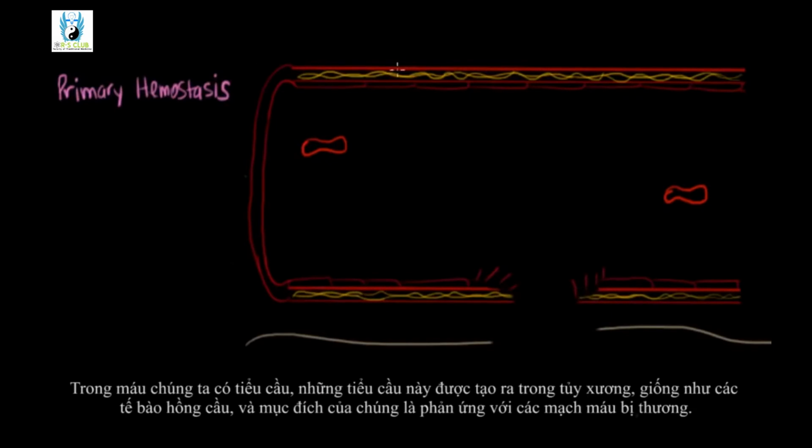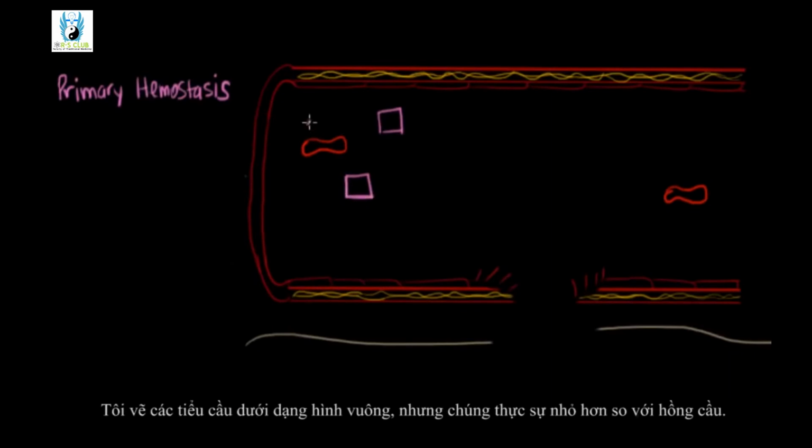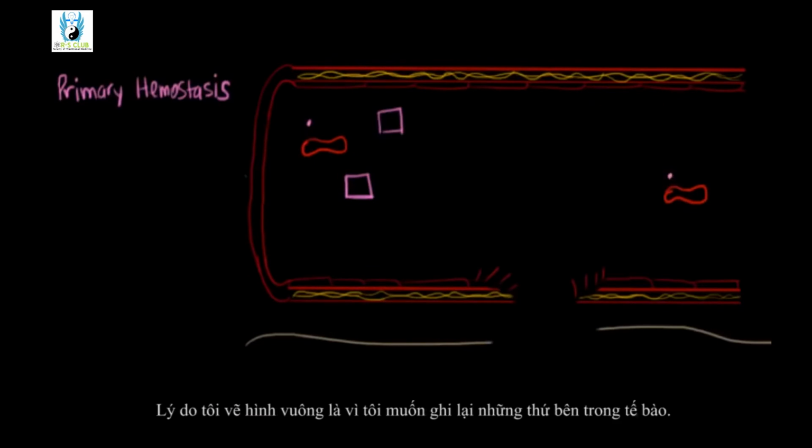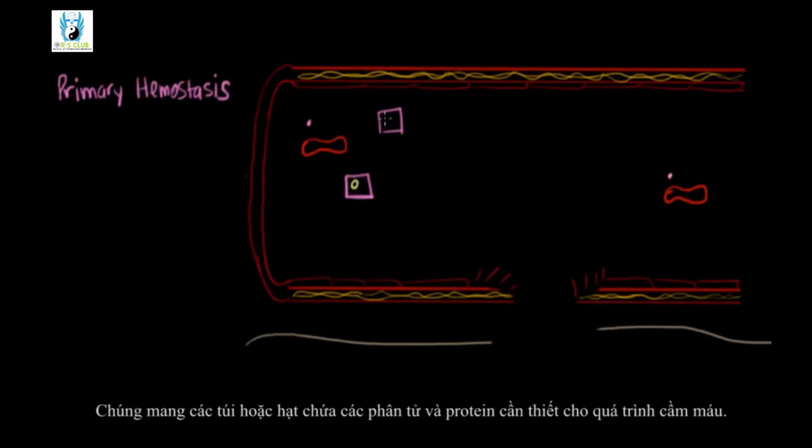And in our blood, we have platelets. These platelets are made in the bone marrow, just like red blood cells, and their purpose is to respond to injured blood vessels. And I drew them as squares, but they're actually about this small compared to a red blood cell. The reason I drew squares is I want to make a note of what they carry inside of them. They carry these sacs or granules that carry molecules and proteins that are necessary for hemostasis. So they store them, and they're ready for use whenever needed.